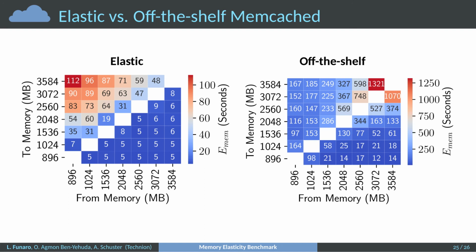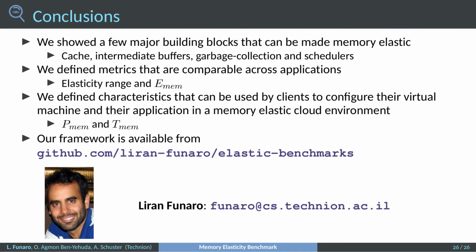To sum up, we showed a few major building blocks of many applications that can be made memory elastic: cache, intermediate buffers, garbage collection, and schedulers. We defined metrics that are comparable across applications, elasticity range, and we defined characteristics that can be used by clients to configure their virtual machine and their application in a memory elastic cloud environment, pmem and tmem.